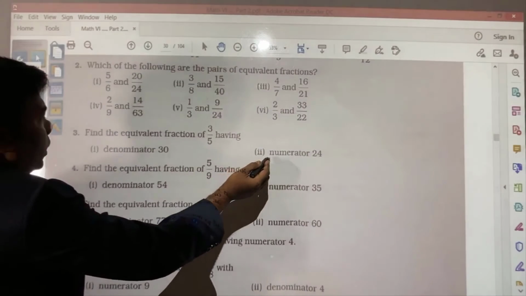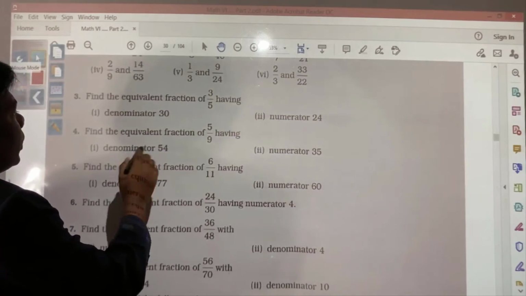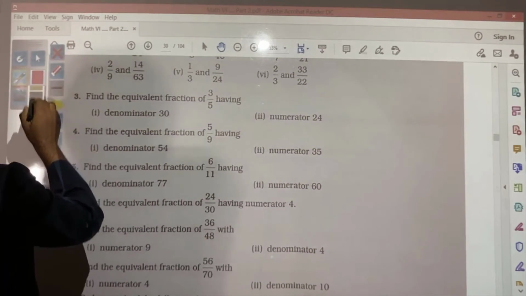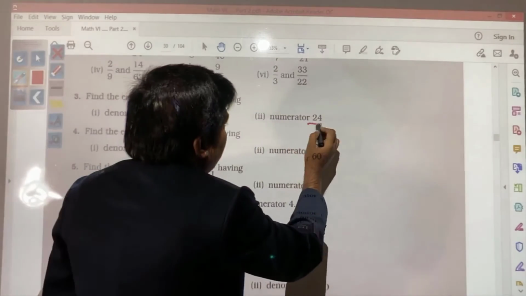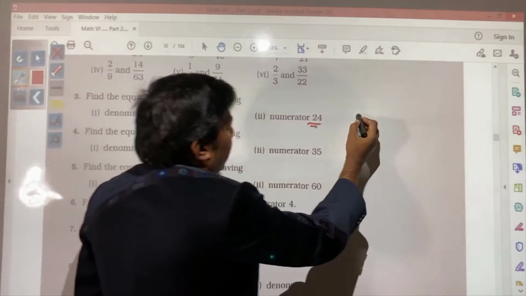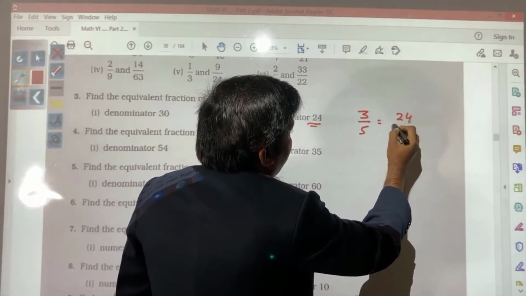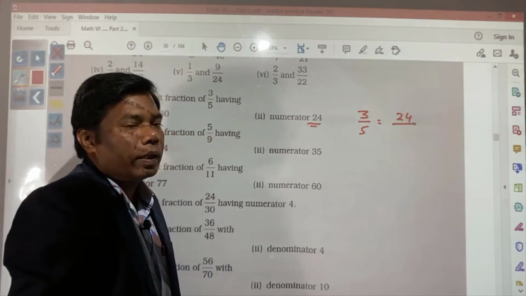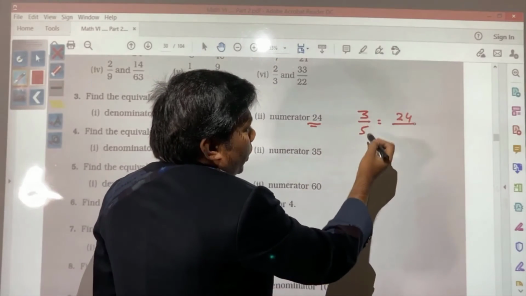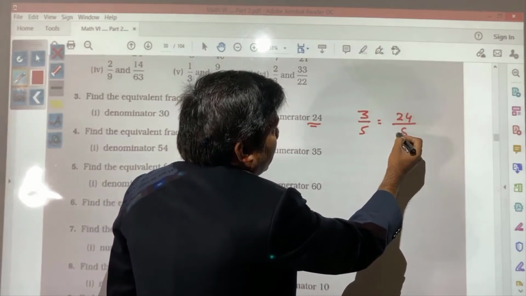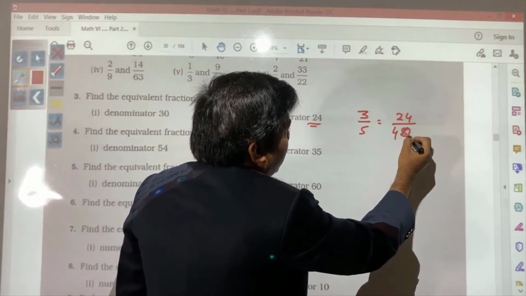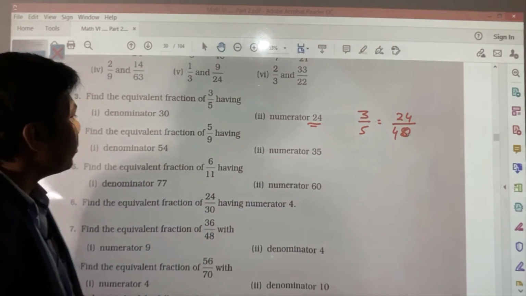In the same way this is required to be done. Numerator you need to find out. Oh, sorry, numerator has been given, 24. 3 by 5, just you see 3 by 5, and numerator you should have 24, and denominator you need to find out. 3 8s are 24, so 5 8s are 40. This will be your answer.